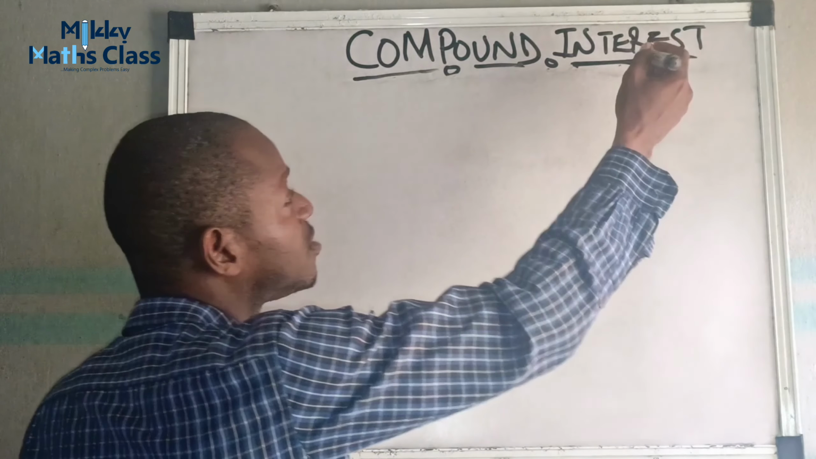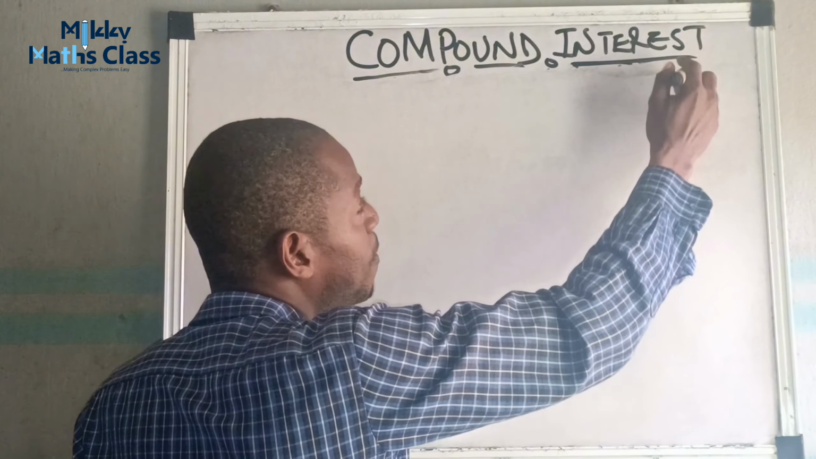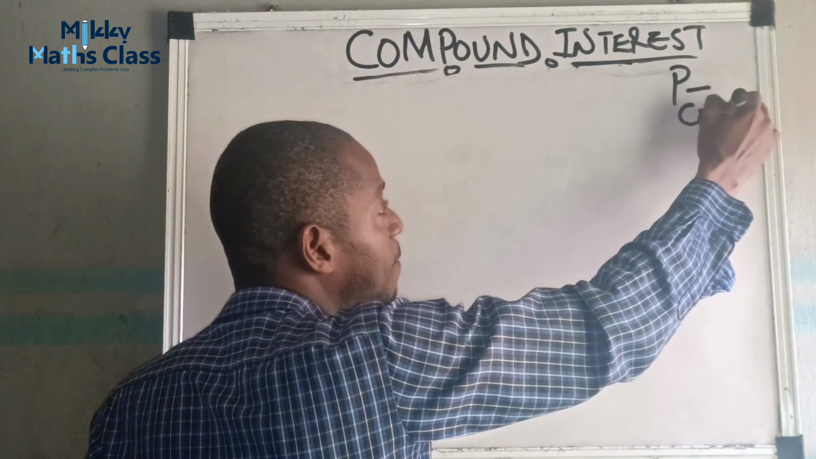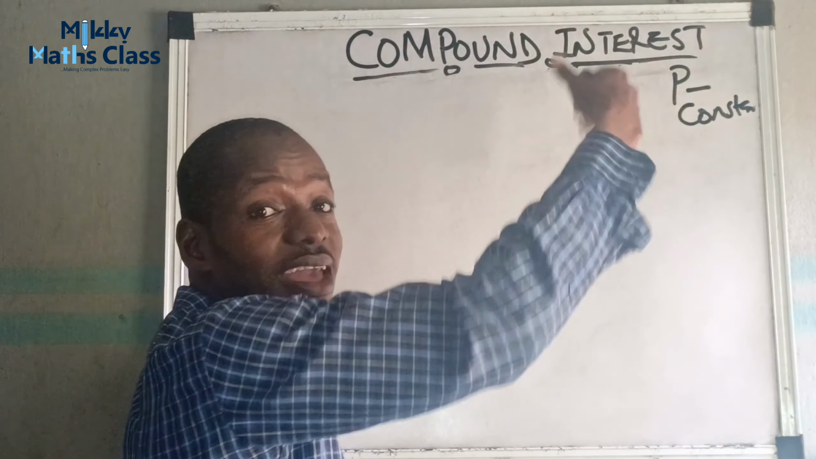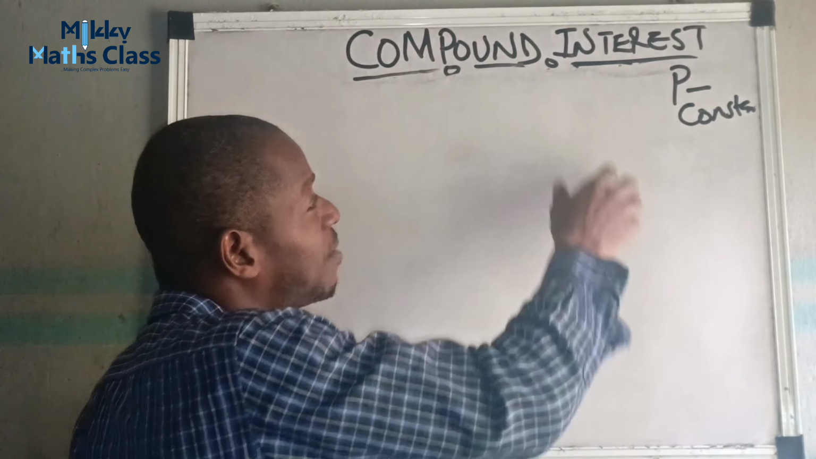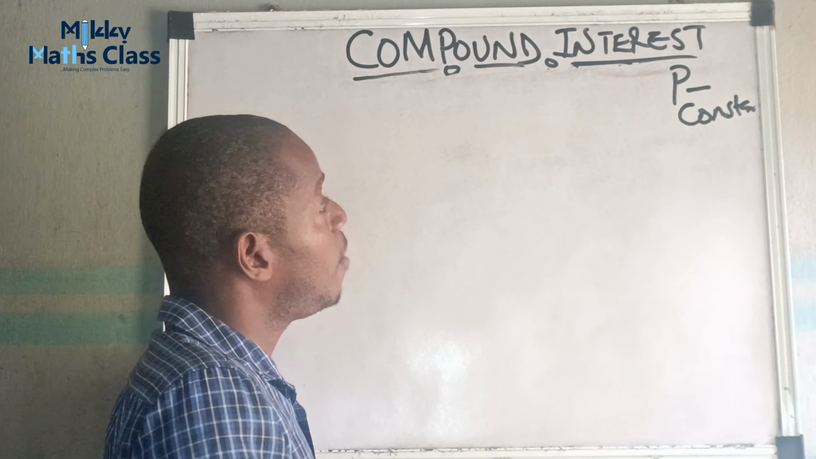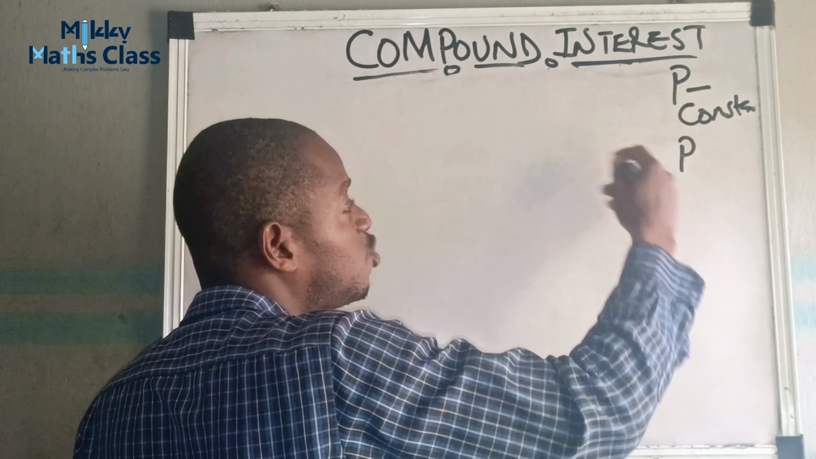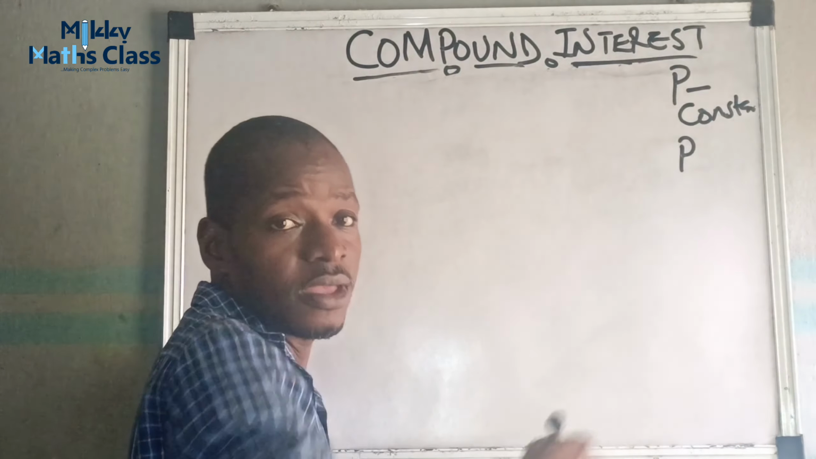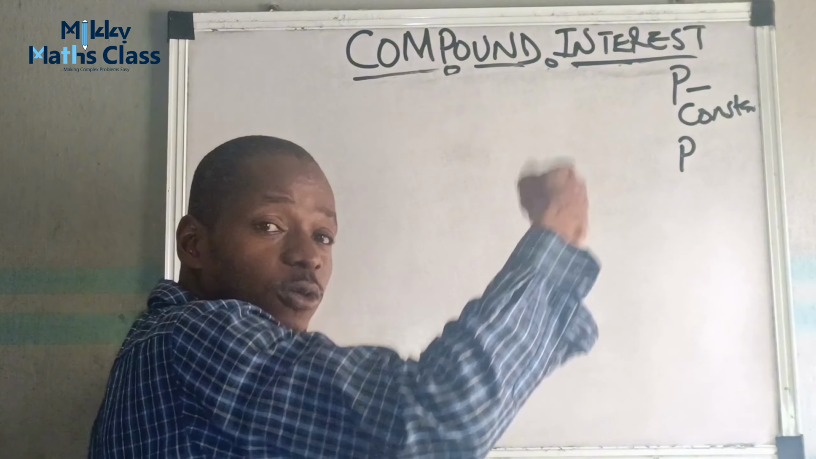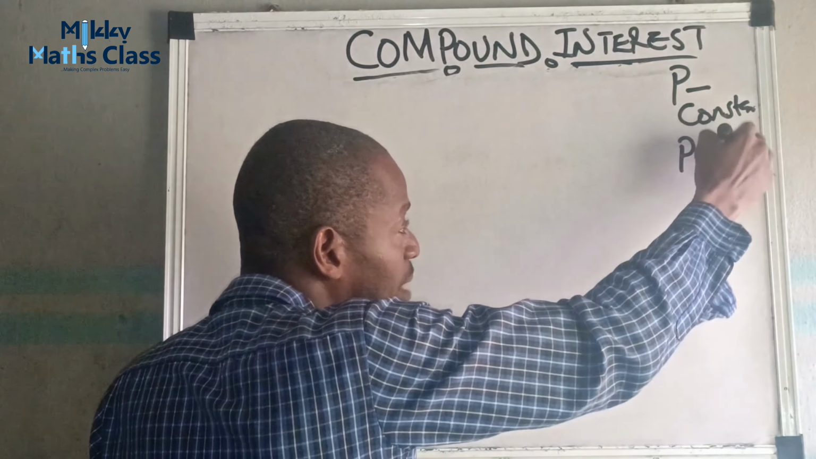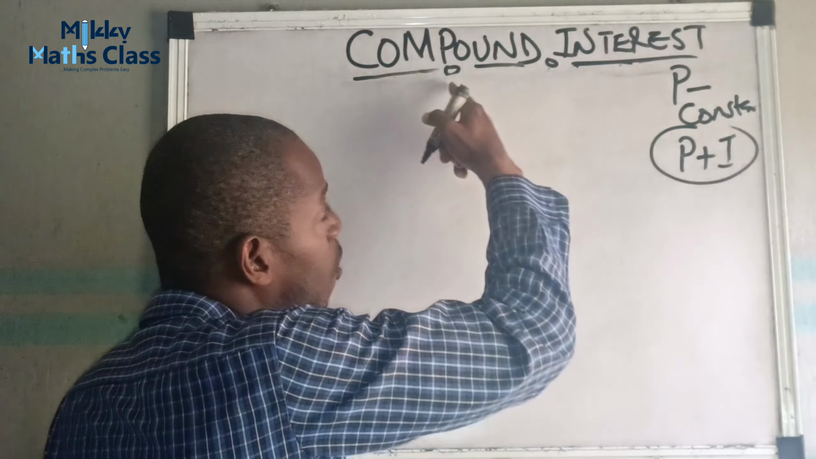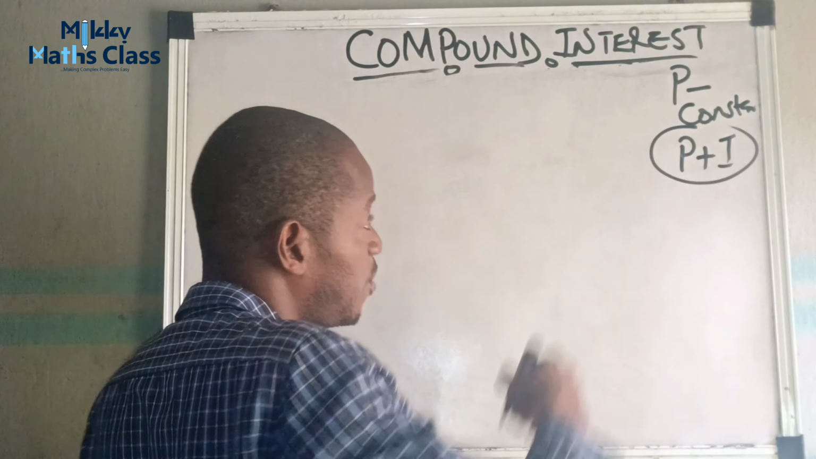For simple interest, the principal does not change. It is constant. No matter the number of years you are asked to find, the principal remains the same. But for compound interest, the principal changes every year. The interest calculated for the previous year is added to the principal. That's the difference between compound interest and simple interest.